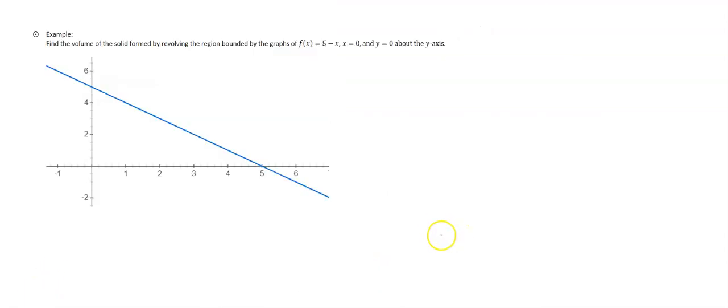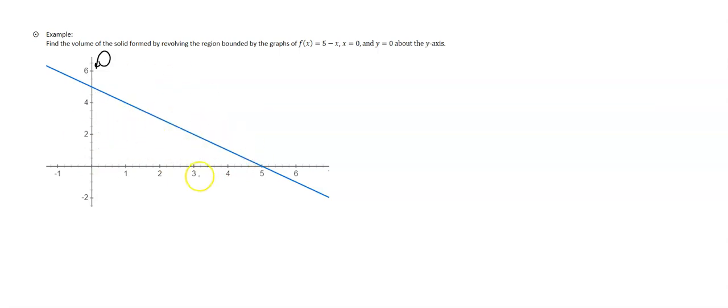Okay. Now this one is formed by revolving the region bounded by the graphs of f of x equals 5 minus x, x equals 0, and y equals 0 about the y-axis. So in this case, we were revolving around that vertical axis. So the region is this entire triangle here. Okay, so if you need to see the region, that is the region.